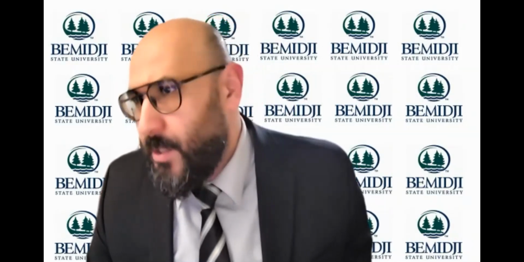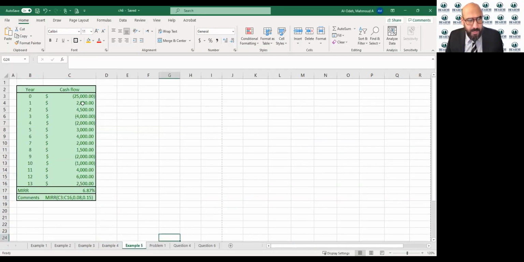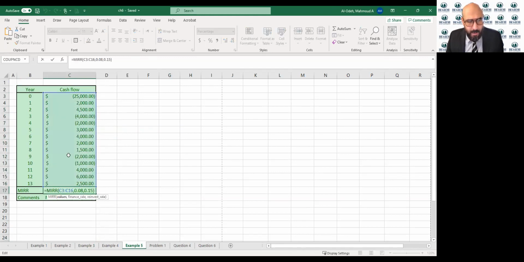So I'm going to switch to Excel here. Okay, we built the cash flow. It's built by the question, and then we use the MIRR function and select all the values. And now here for the financial rate, what is the interest rate, which is given to us, 8%, and then the reinvestment rate. You took the money from the bank to improve your project, and then based on this improvement project, you generated 15%, which is the reinvestment rate.